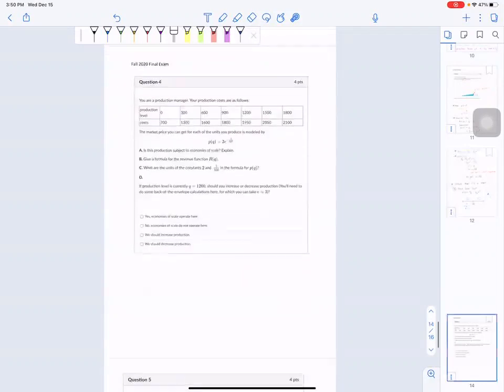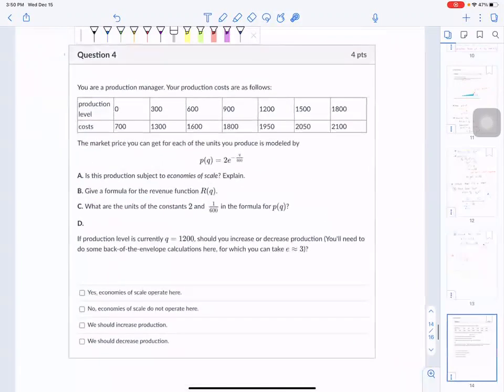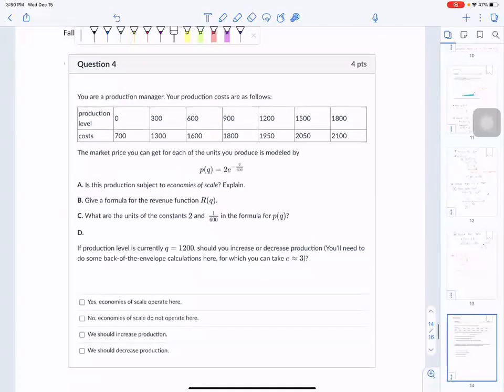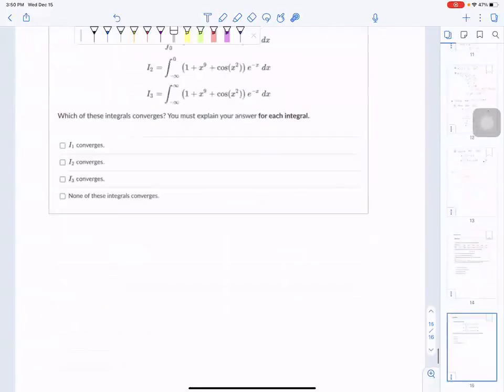All right, so number 4 I did not get. I don't know what it's asking for. So please ask Rimmer. Okay, let's do number 5.